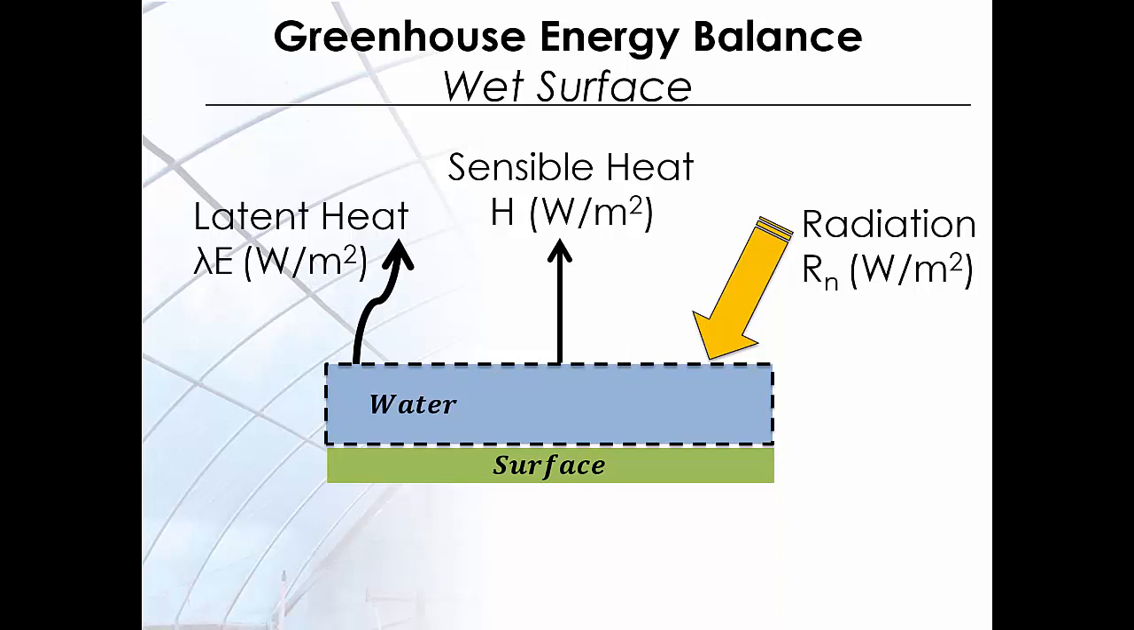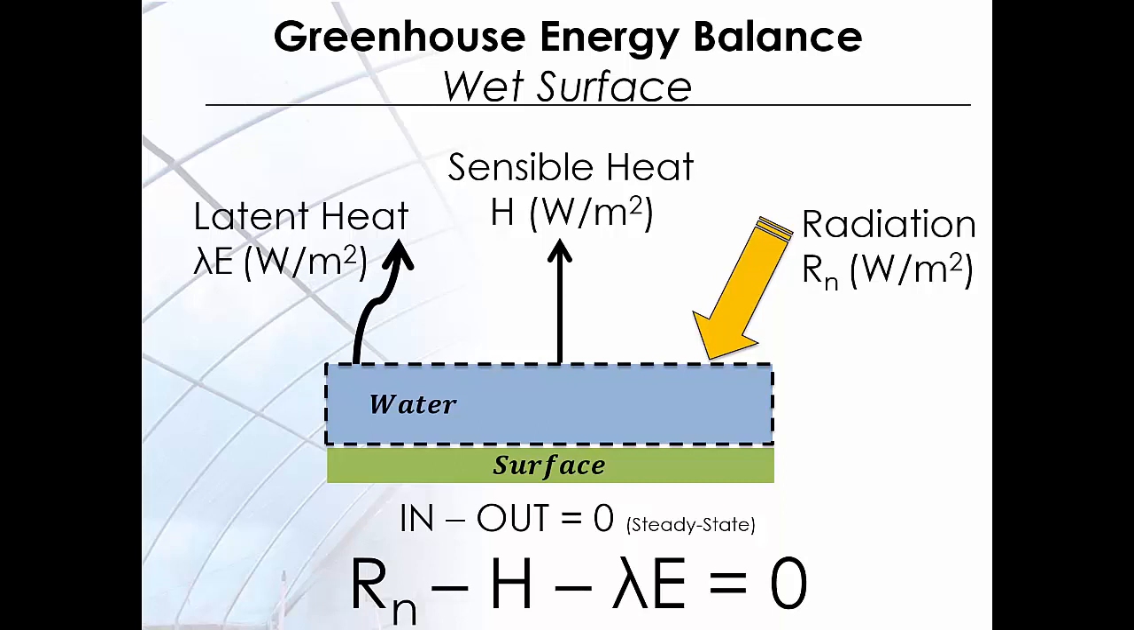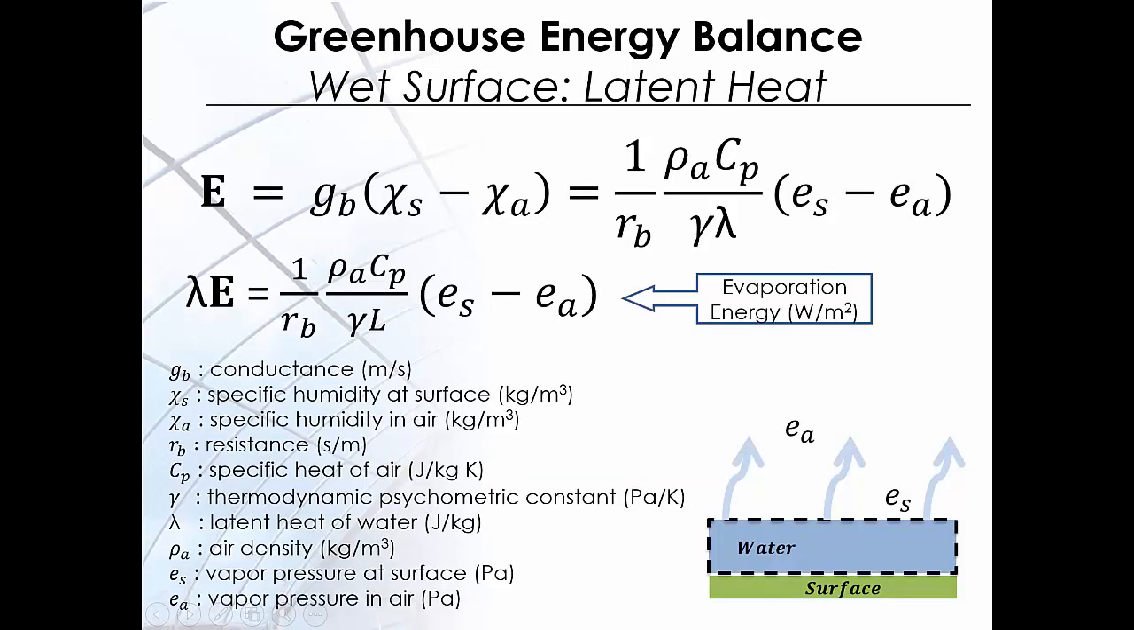for a wet surface exposed to solar radiation, a simple energy balance on a surface can be performed assuming steady state conditions, so the input minus output equals 0, and we can write the energy balance as the net radiation exposed to the surface minus the sensible heat component and minus the latent heat, the evaporation component, and that equals 0. We can evaluate the evaporation term that appeared in the water vapor balance of the wet surface that we described in the previous slide.